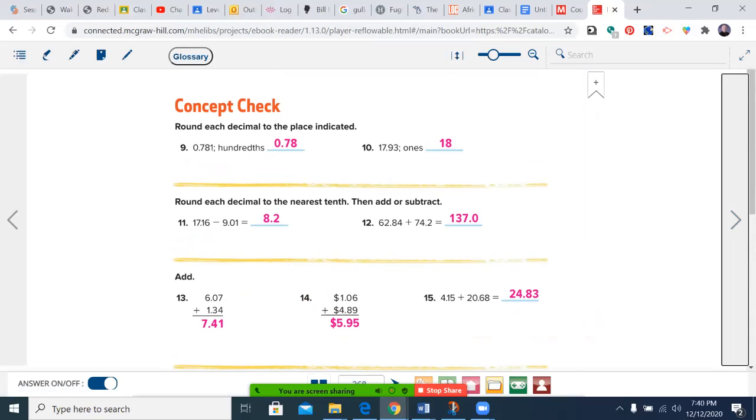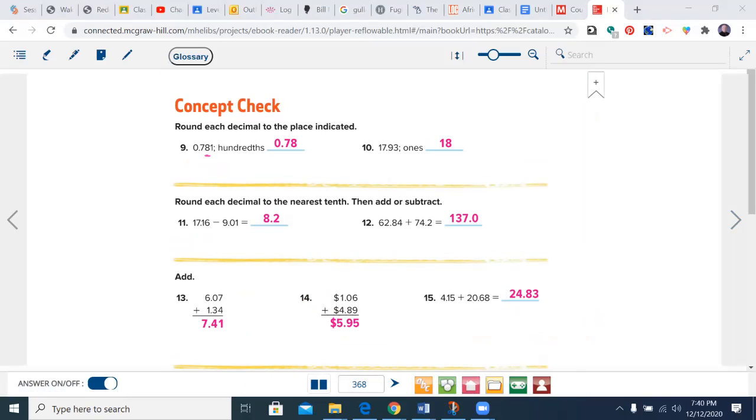First, round to the place value indicated. And to do such, I recommend that you underline the spot, and it's hundredths, which is the second number. You look to the right. That 1 leaves the 8 alone, so it's 0.78. You can drop that 1 off. To the nearest tenth. So then add or subtract. So this becomes, I underline the 1. So this becomes 17.2 minus, that keeps it the same, minus 9.0. 8.2 is the answer.